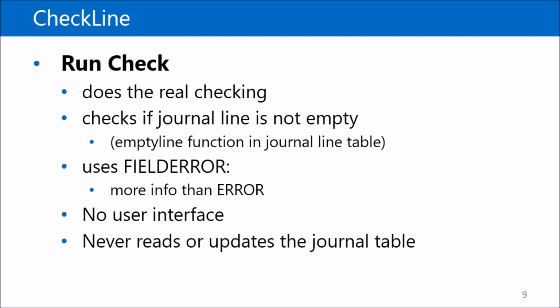It's very important to understand that this Codeunit does not have any user interface, and it will also never read or update the journal table. This can be a little bit confusing. How can a Codeunit check a journal line if we can never read or update it? Well, the answer is very simple. We will receive the journal line record that we need to check as a parameter via reference. So which means that we can work on it in memory and we never have to go and do a select on the database. If everything goes well, it will return OK. If not, an error will be thrown.